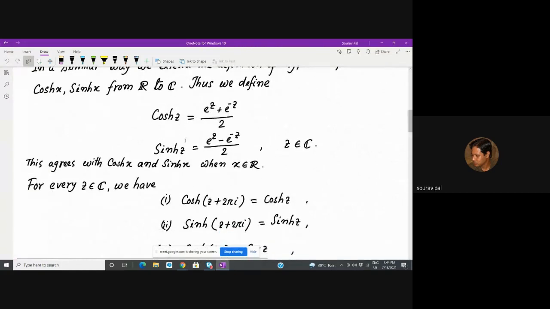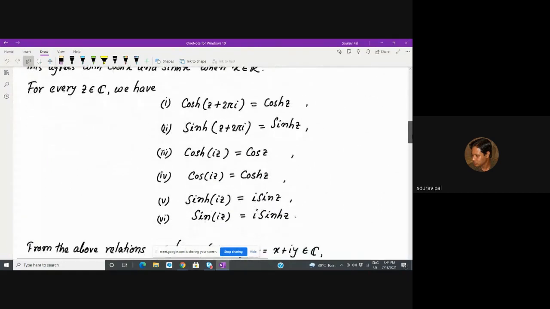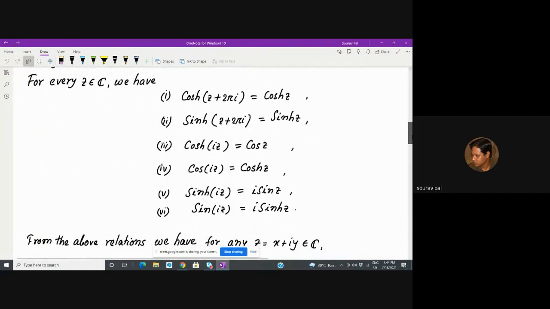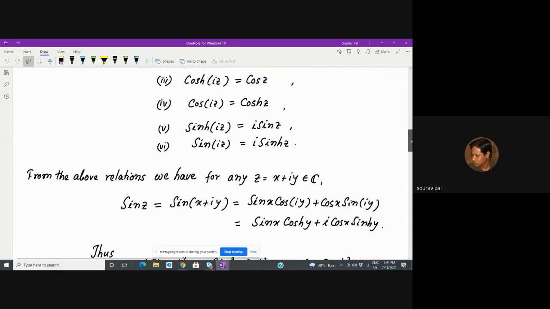Similarly, one can define hyperbolic functions for all complex numbers in a similar fashion. You just look at here. Now there also we have a set of properties of the hyperbolic functions. It's 2 pi i periodic. And there is an interplay between sine hyperbolic and sine z, cos hyperbolic and cos z, and they can be easily deduced. This is just school level algebra, nothing else.